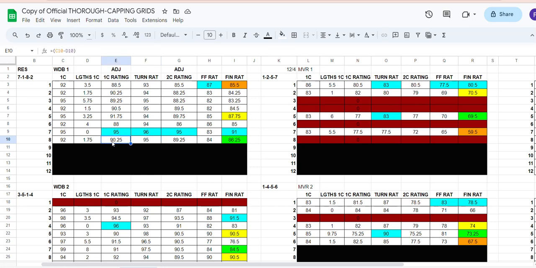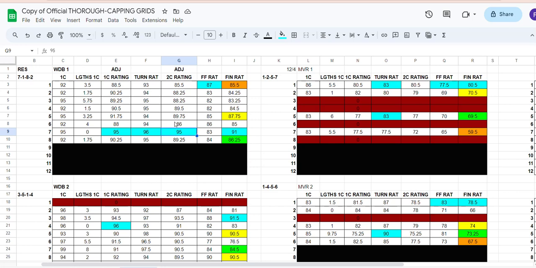So I'm going to take 1 point off of his 1C rating and give him an 89.25. This is 2 points off of the 96. So that 88 would now become an 86, and so on and so forth. So what I'm doing here is I'm adjusting every one of these horses' first call rating to see what their new rating would be at the second call based off of the 7 horse here, who is the top.